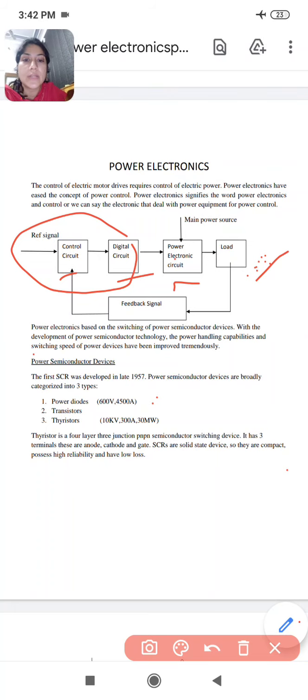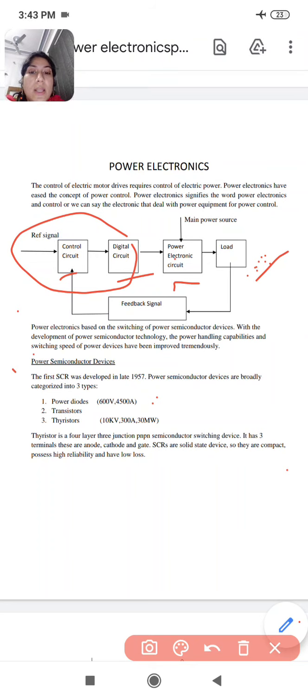Now, semiconductor devices. The first SCR was developed in 1957. They are divided into three categories: power diodes, transistors and thyristors. Power diodes operate at 600 volt and around 4500 amperes. Thyristors, SCRs, operate at 10 kilovolt and around 200 ampere current, with a 300 megawatt power level.